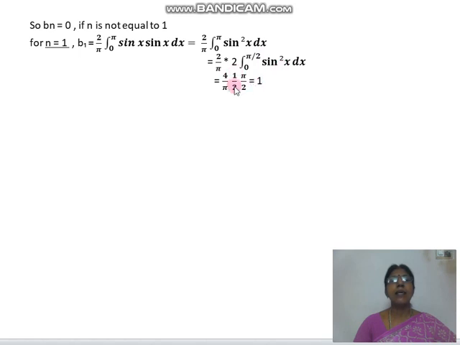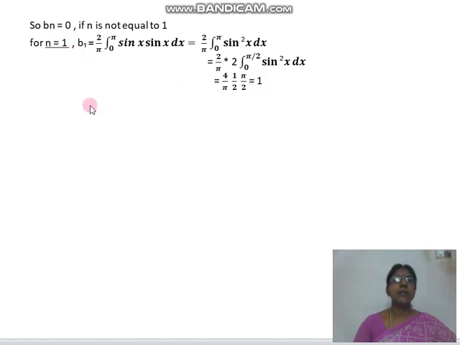This integral, 0 to pi by 2 sin square x dx, has the value 1 by 2 pi by 2. This is the formula. After cancellation you get 1. Now b1 is equal to 1. The remaining bn is equal to 0, but n is not equal to 1. అంటే b1 కి మాత్రమే 0 కాదు, రిమైనింగ్ n is equal to 2, n is equal to 3, అంటే b2, b3, b4 అన్ని జీరోసే, but b1 is equal to 1.